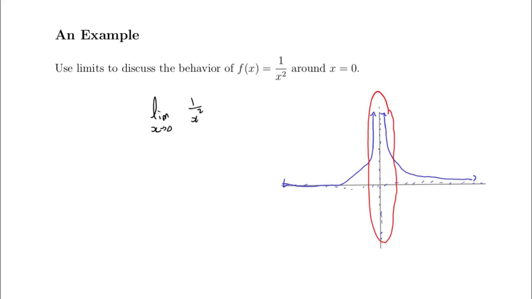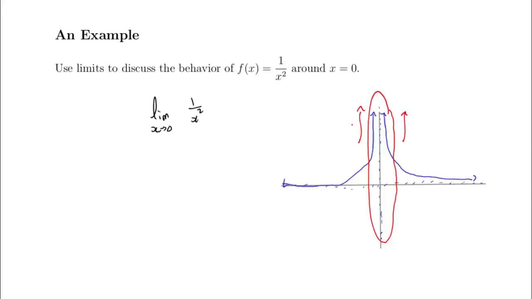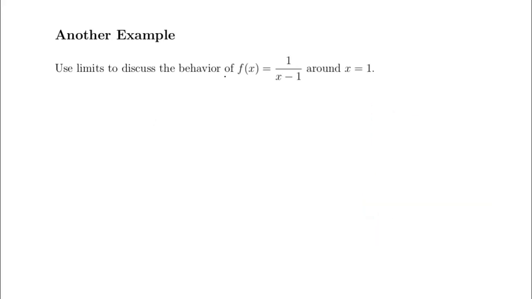And what we care about is the behavior of our function around 0. What's our function doing? Well, we've got this vertical asymptote. It seems like our function is going up on both sides. What this sounds like is that the y values are growing arbitrarily large, right? So maybe what we'll say is that this thing is infinity. Cool.